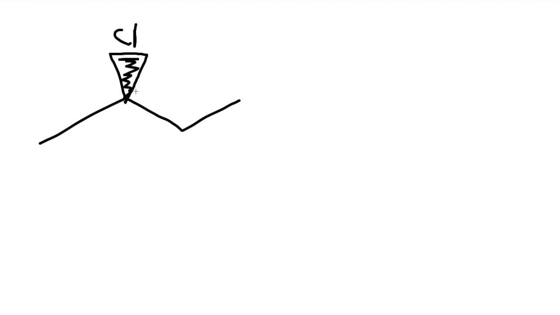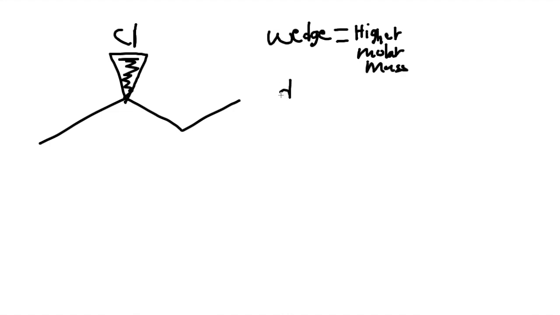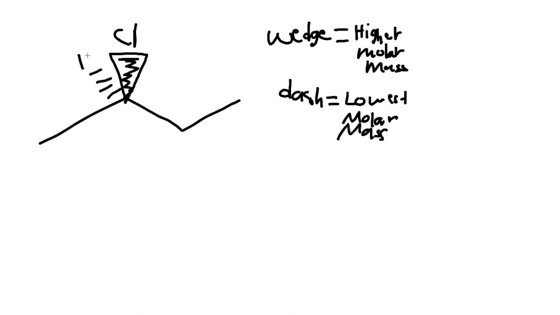So we've got to rank them. But before we do, we have some key points we need to know. A wedge is, for the most part, attached to the atom or the compound that has the highest molar mass. That's for the majority of the time, but it may not always be the case. Now the dash is always the lowest molar mass. So in here, we would draw the hydrogen with the dash, right?